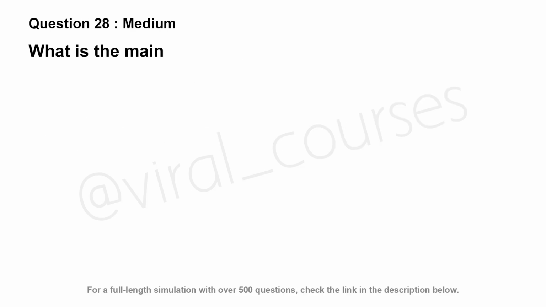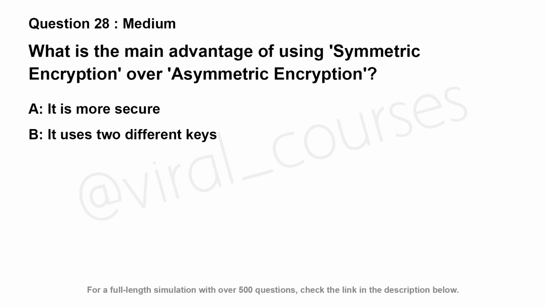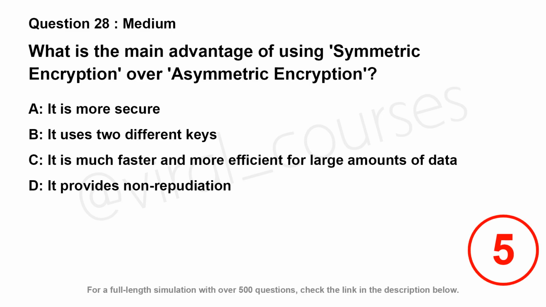What is the main advantage of using symmetric encryption over asymmetric encryption? Option A. It is more secure. Option B. It uses two different keys. Option C. It is much faster and more efficient for large amounts of data. Option D. It provides non-repudiation.